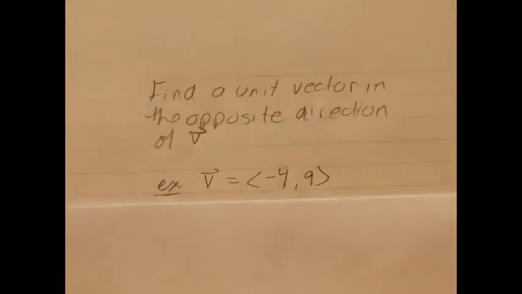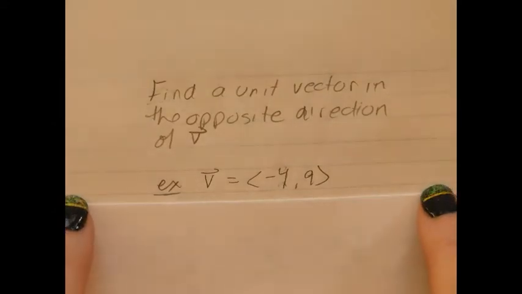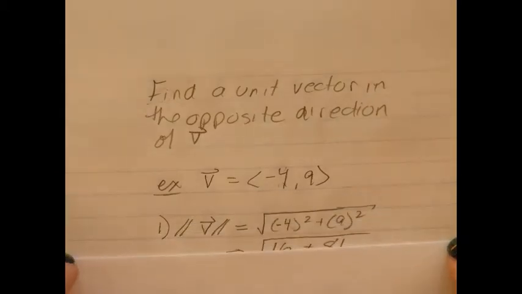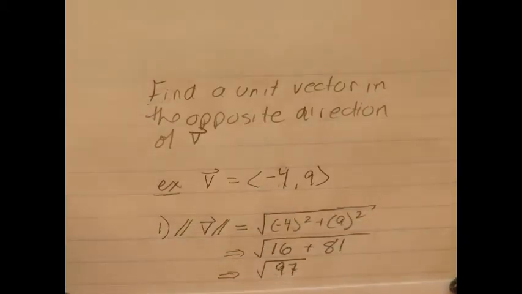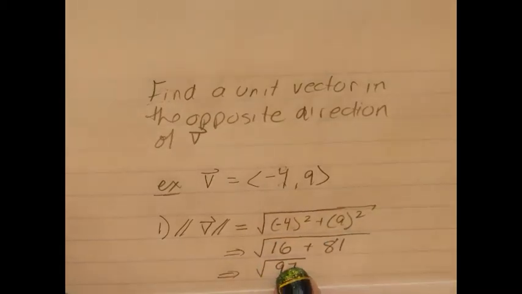Find a unit vector in the opposite direction of vector v. So here's another vector v. We're now in R2 space. So we got -4, 9. As usual, we are going to find the length of vector v. We're going to square the first plus square the second, add them, call it good, reduce if possible.